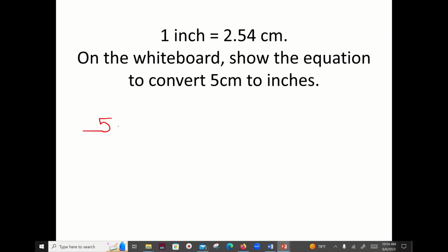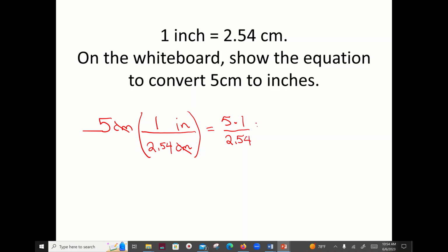Okay, so let me do this. 5 centimeters, and I want to multiply it by a fraction so that the centimeters cancels out. So that means I need to put the centimeters in the denominator and the inches on top. Where do I put my numbers? Well, 1 inch is 2.54 centimeters. So I'm going to have 5, the centimeters cancel out, 5 times 1 divided by 2.54. And the units I have left is inches. So that's approximately a little bit less than 2 inches. I can't do that in my head exactly. You can do that on your calculator.